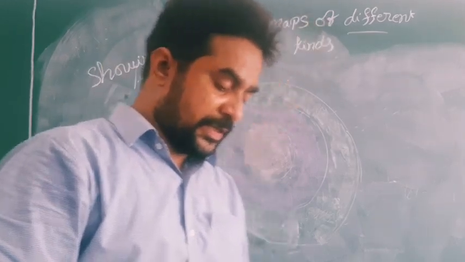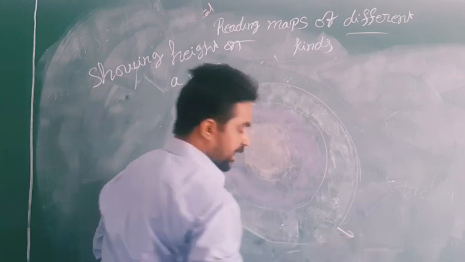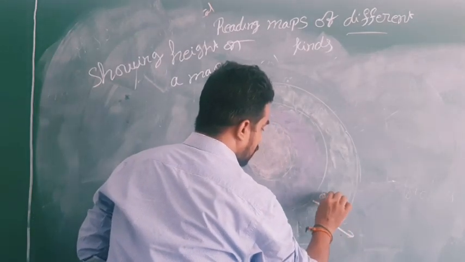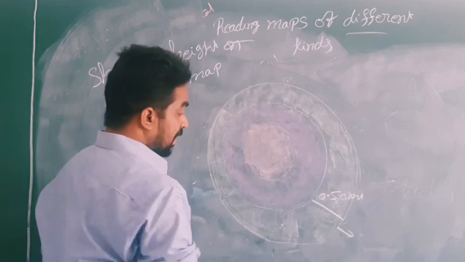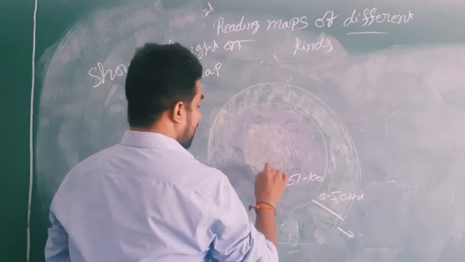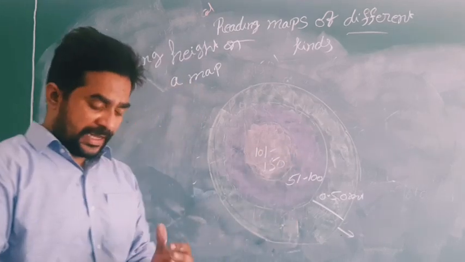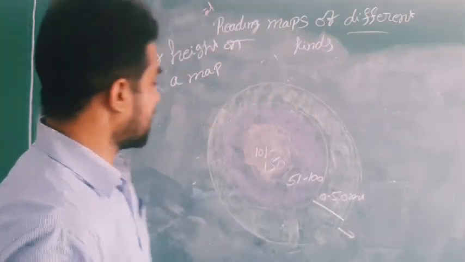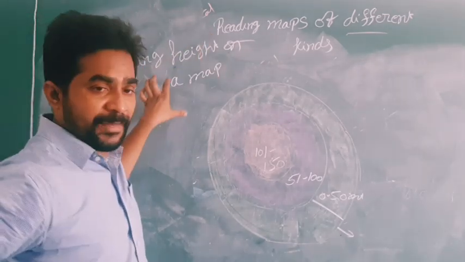In the map, they show different colors. Imagine this is the starting point, the sea level. From here, this is 0 to 50 meters height, shown with one color. From here we have 51 to 100 meters, and here we have 101 to 150 meters. So on the map we show different colors, and by using the colors we can understand the height shown on a map.